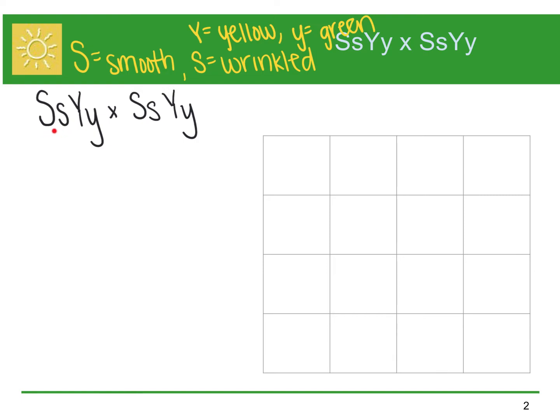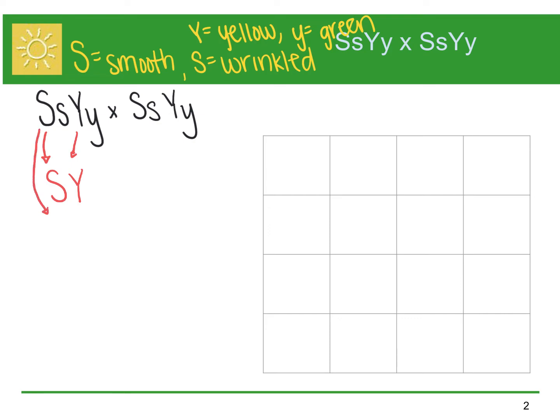They have 2 alleles for shape, the capital S and the lowercase s. They have 2 alleles for color, right? They have capital Y, lowercase y. Well, we have to come up with every single possible combination of shape and color this parent could give to their offspring. So they could give the capital S for shape, and they could give the capital Y for color.